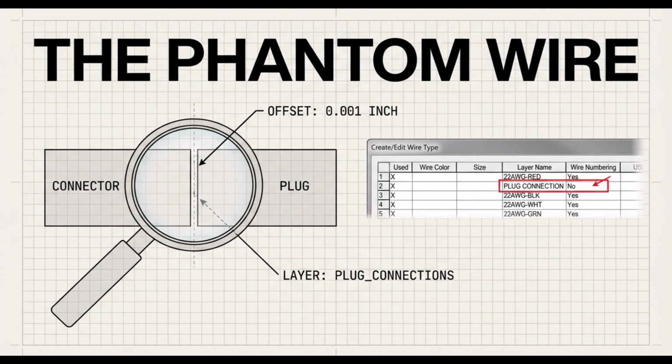It stops you from designing something that can't be built. The plug connection trick. This is brilliant. It's for when you have a connector plugging directly into another component. Think of a module that plugs right into a backplane. Physically, they touch. There's no wire between them. But a KD needs a wire to know they are connected.